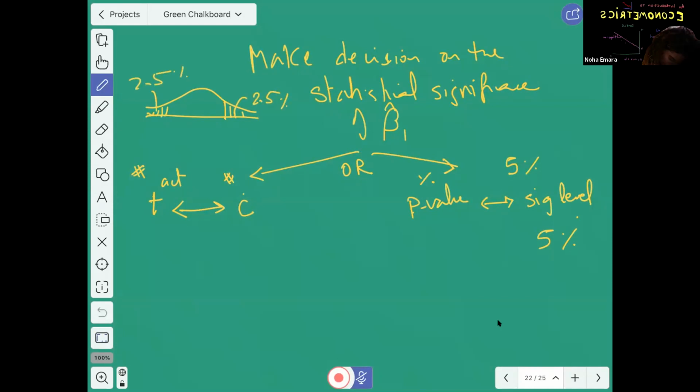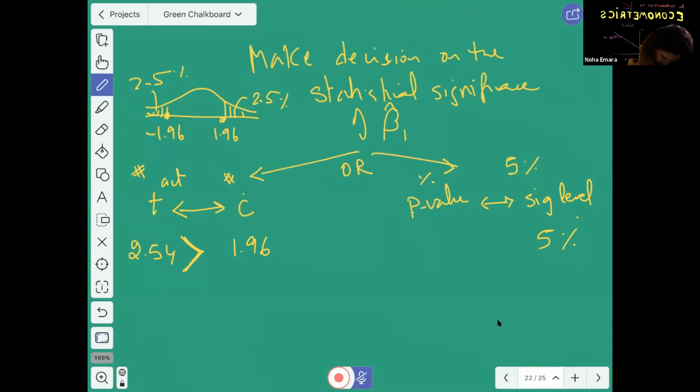And the critical value here would be 1.96, negative 1.96, right? So to compare, I have here 1.96, and the absolute value of the t is 2.54. It's bigger, right? What does that mean?